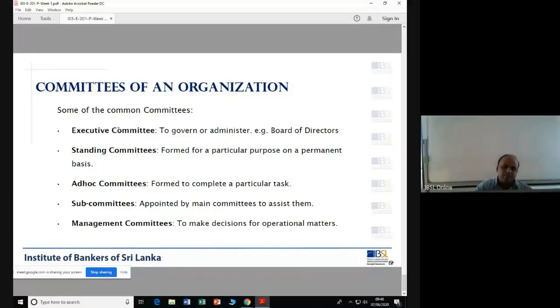So the executive committees are made up of the board of directors, looking into various aspects of the organization. One such executive committee is the board audit committee. The board audit committee is very important.